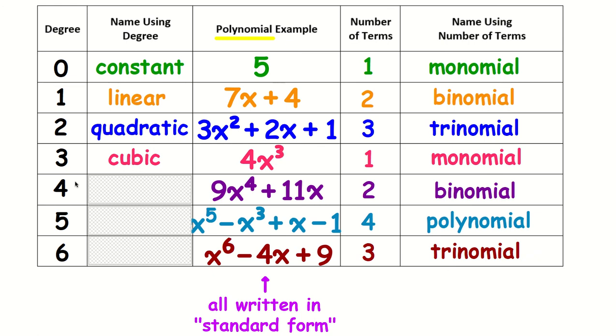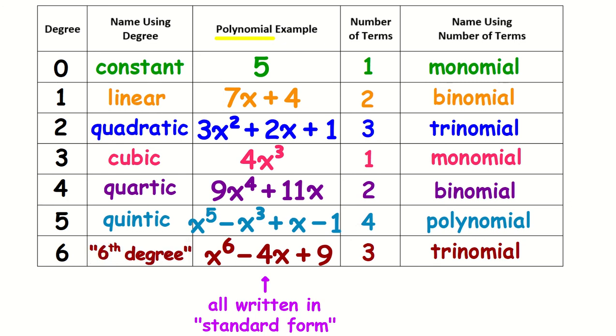It's cubic, and then this we can actually call quartic. Once again, now we're getting into some kind of weird vocabulary. And we can actually call this quintic. So, this purple polynomial, we can call it a quartic binomial. This baby blue one, we can call it a quintic polynomial of 4 terms.